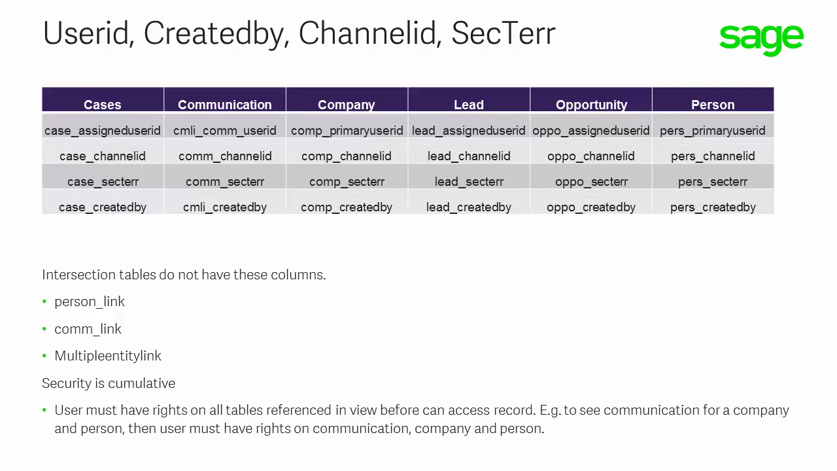Just want to emphasize that these columns of user ID, created by, channel ID, sector, these all have to be included in a view only for the primary entities that are included. We don't have to include them if we've joined onto a notes table, because the notes table does not have those columns. So intersection tables like person link, com link, multiple entity link, they don't have those columns, but primary entities do. And if you've joined onto a primary entity, you must include them.